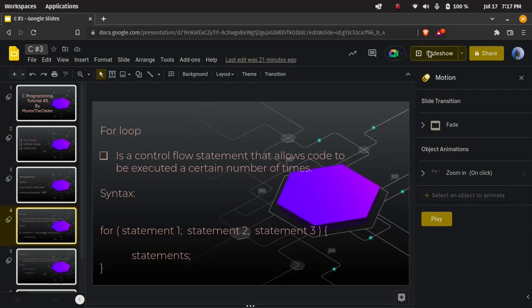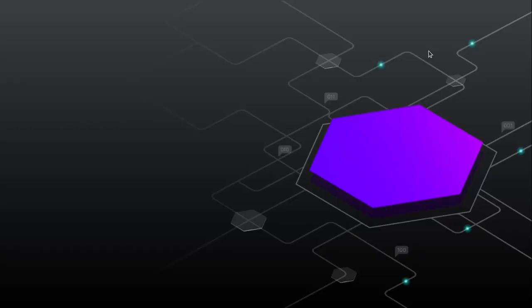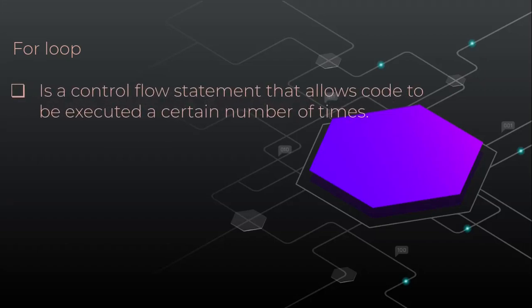So this is the beginning of the loops discussion, and we're going to start with the for loop. So the first question you get to ask yourself is, what is a for loop? A for loop is a control flow statement that allows code to be executed a certain number of times. That's a for loop. And then this is the syntax. So the syntax goes like this.